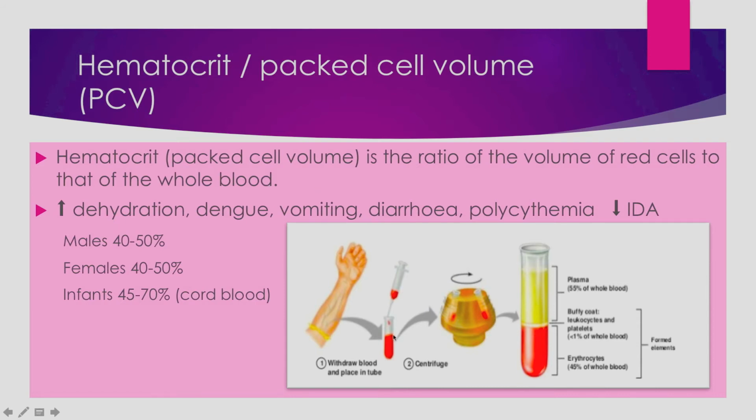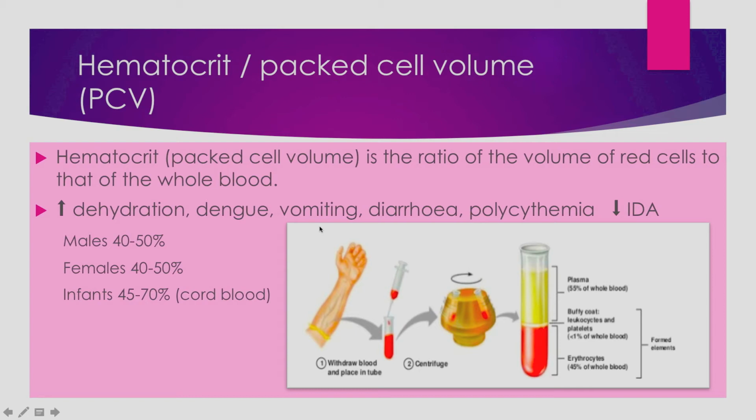So we take a blood sample, we centrifuge it, and after centrifugation the plasma and the RBCs separate. The RBCs are approximately 50% of the total, where plasma is also approximately 50%. So the normal value for packed cell volume is, for males, 40 to 50%, for females it is somewhat less. There is a correction in this. Infants 45 to 70%. So what you can remember is that the packed cell volume is the volume of RBCs to that of the whole blood.